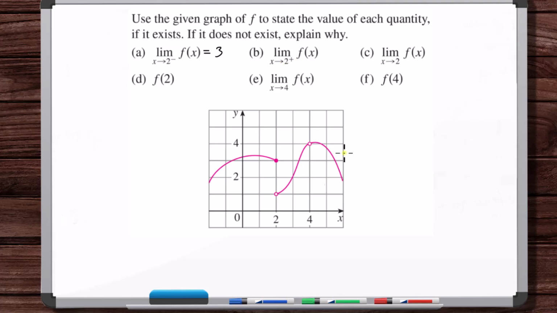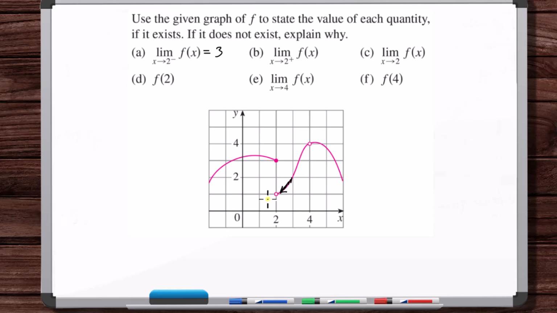What about x approaching 2 from the right? Okay, well, look, we have an open circle here. So the function f of 2 itself, the function evaluated at 2, does exist. It's equal to 3. So does that come into play here? Since the function evaluated at 2 is not equal to this, whatever this value is? Well, no, absolutely not.